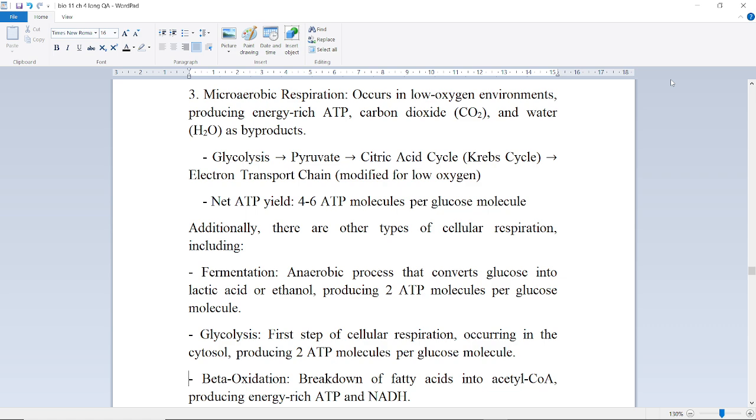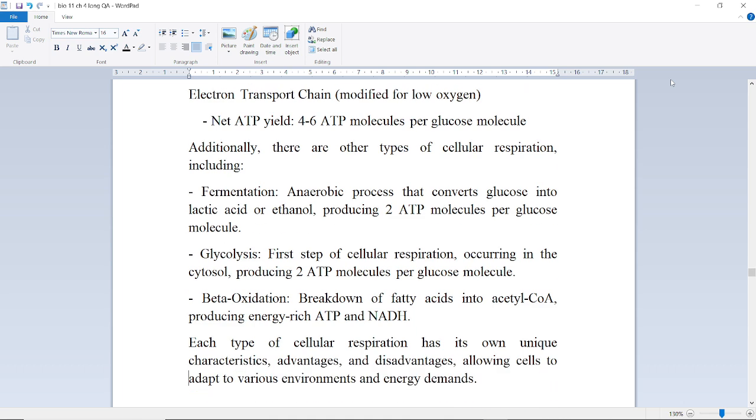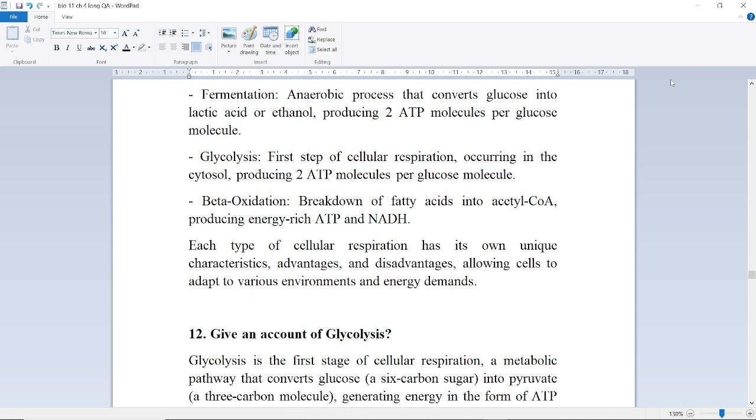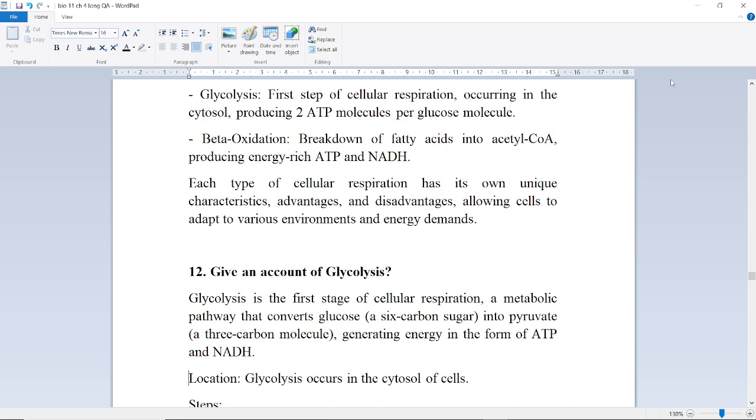Additionally, there are other types of cellular respiration including fermentation, an anaerobic process that converts glucose into lactic acid or ethanol, producing 2 ATP molecules per glucose molecule. Glycolysis, the first step of cellular respiration, occurs in the cytosol, producing 2 ATP molecules per glucose molecule. Beta oxidation is the breakdown of fatty acids into acetyl-CoA, producing energy-rich ATP and NADH. Each type of cellular respiration has its own unique characteristics, advantages and disadvantages, allowing cells to adapt to various environments and energy demands.